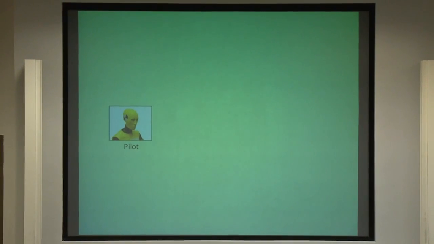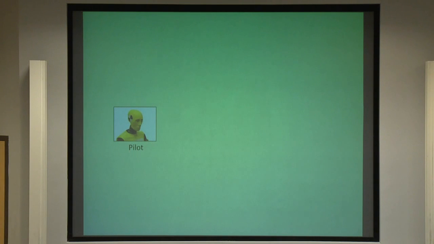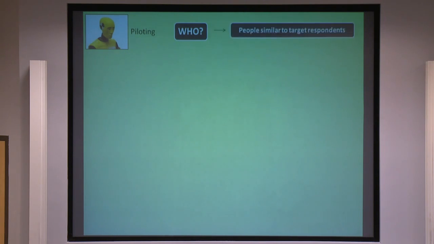We're at piloting now. Testing it, essentially, for the very reasons that were pointed out. Who might you pilot the survey with? Which is to say, who would you give it to, to test the survey? People similar to the target respondents, obviously, but not the target respondents themselves. Someone who is similar in profile to that group.